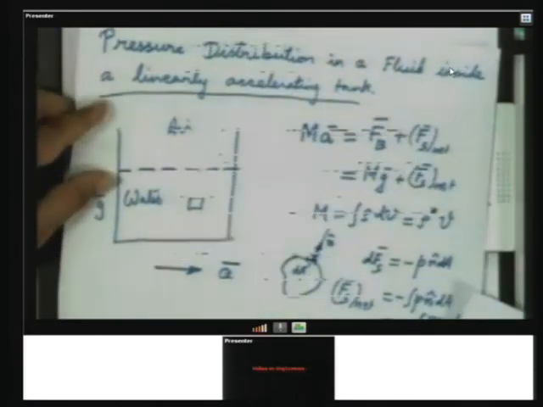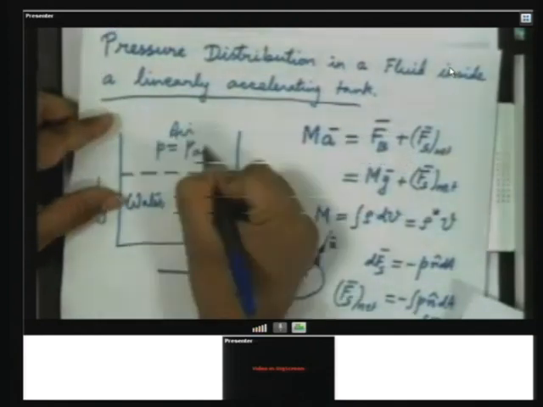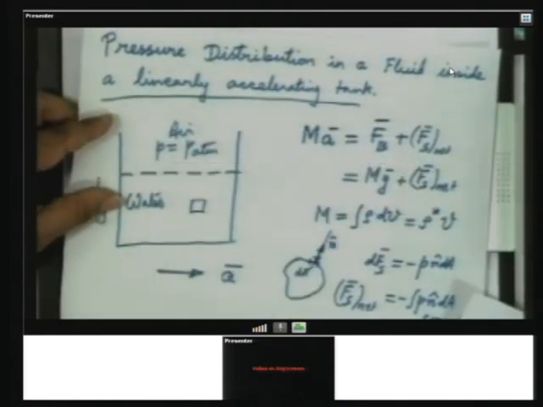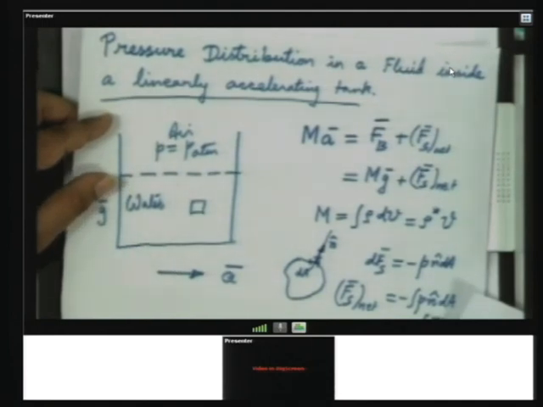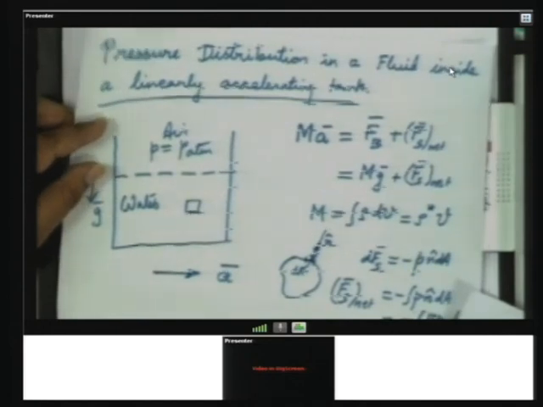Now, if you go back to this case, in the air the pressure is p atmosphere. So, we know that at the free surface, if you neglect surface tension effects, the pressure is going to be atmospheric pressure, which is a constant. So, grad p is going to be normal to that surface.